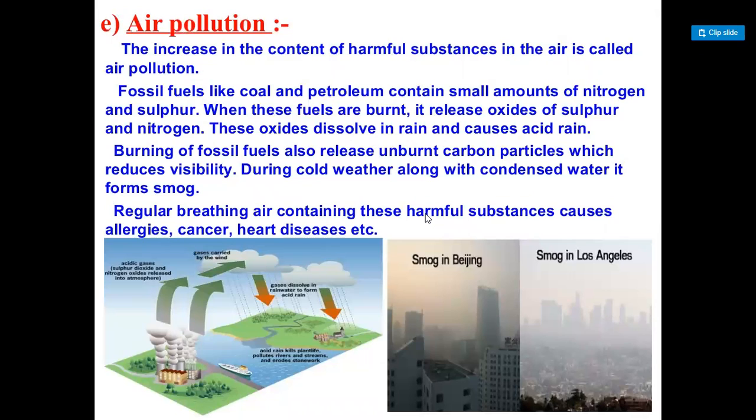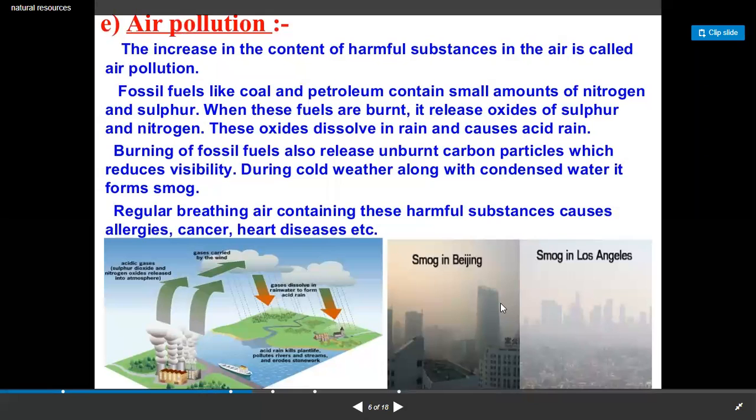Next is air pollution. When pollutants, meaning pollution-causing agents, mix with the air and destroy the percentage composition of air, at that time air pollution takes place. Air pollution generally takes place with the burning of fossil fuels like coal and petroleum, and a small amount of pollution can be created by substances like oxides of sulfur and nitrogen and the burning of many metals. During cold weather, along with the condensed water, it converts into smoke, which creates a fog-like structure.